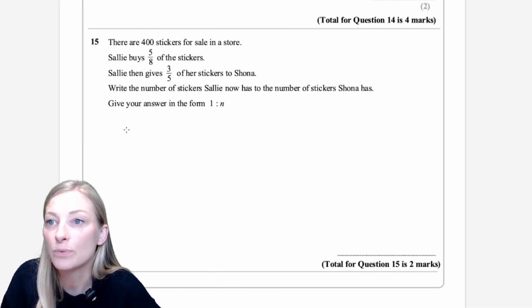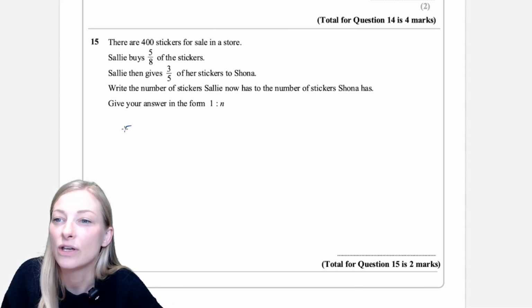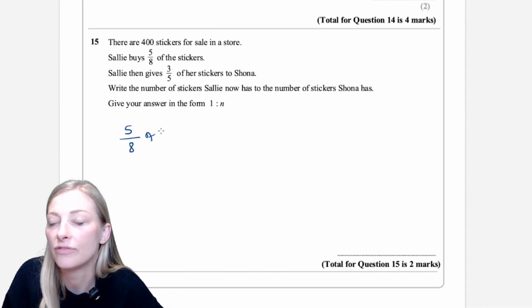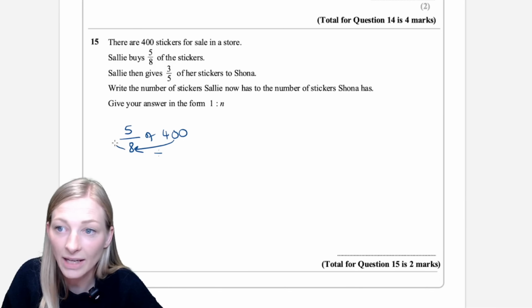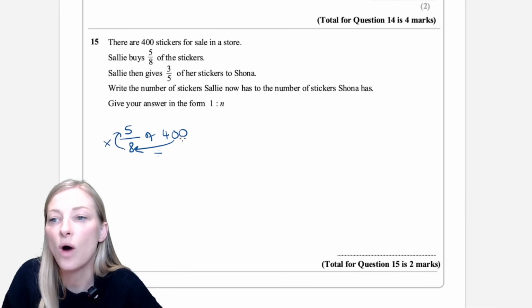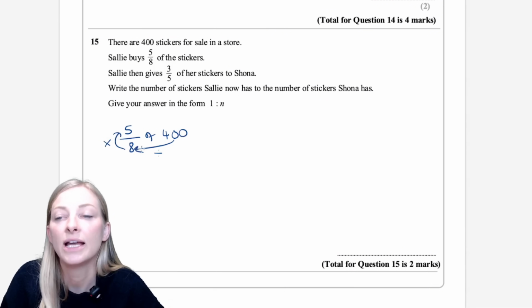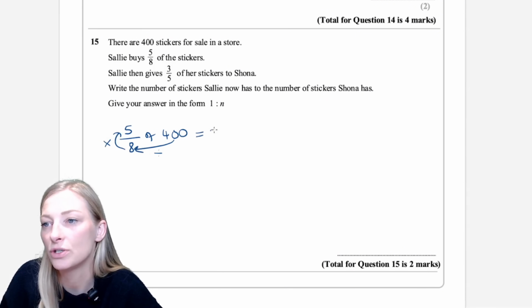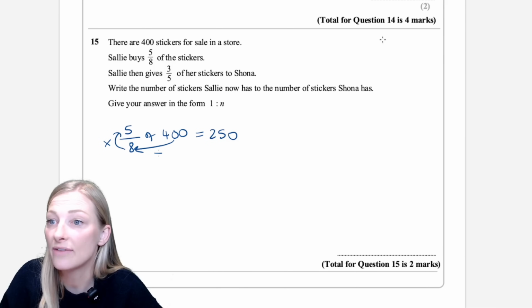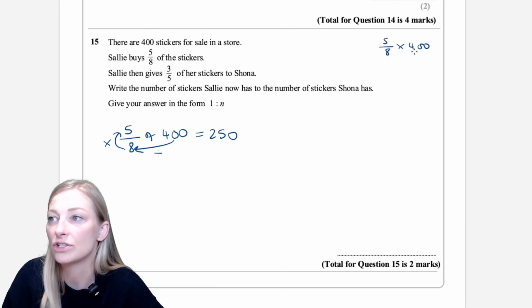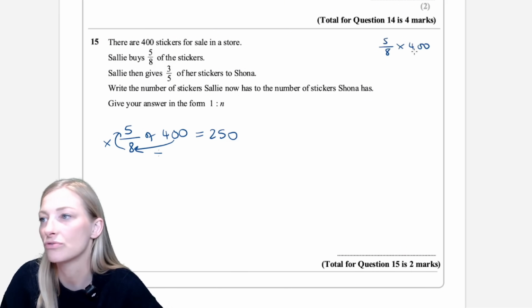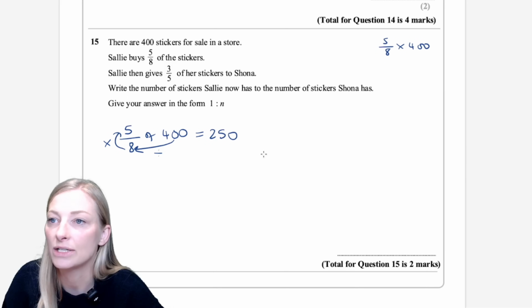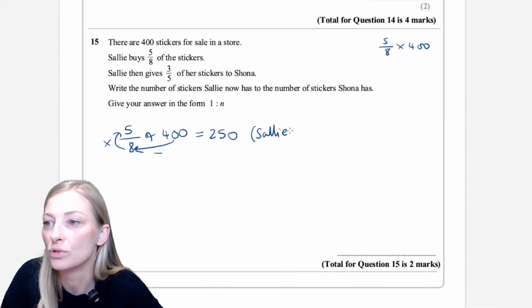So firstly, let's work out how many Sally buys. So 5/8 of 400. We are going to divide by the bottom and then times by the top. So 400 divided by 8 is 50. And 50 multiplied by 5 is 250. Or you do now have a calculator. So if you want 5/8 of 400, you can just type 5/8 times 400 in your calculator. That will do that as well. So 250 is how many Sally has bought from the shop.